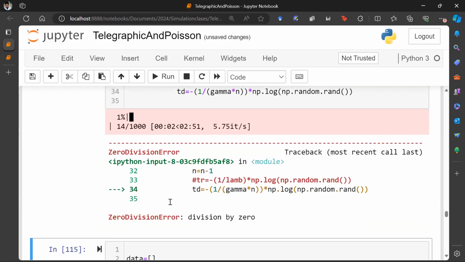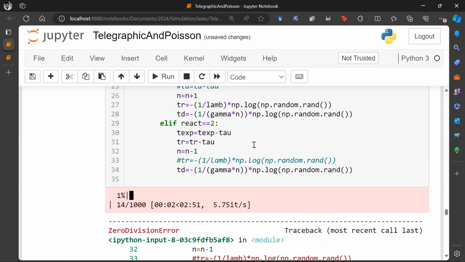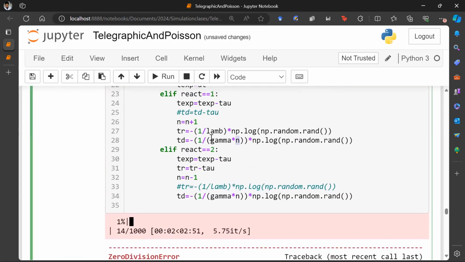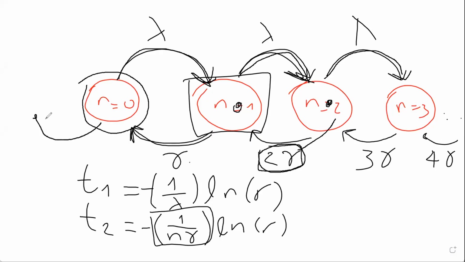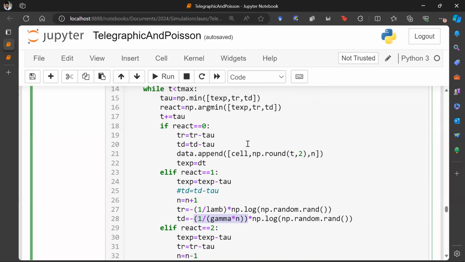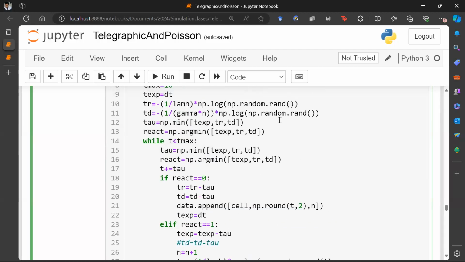Okay, so that's what happened here: division by 0. The problem here is that 1 over N is not defined when N is 0. Why? Because once I'm in 0, there's no degradation. It can be interpreted in different ways. One way is that the time for degradation can be infinite, or that we can ignore that reaction. So it depends on your choice.